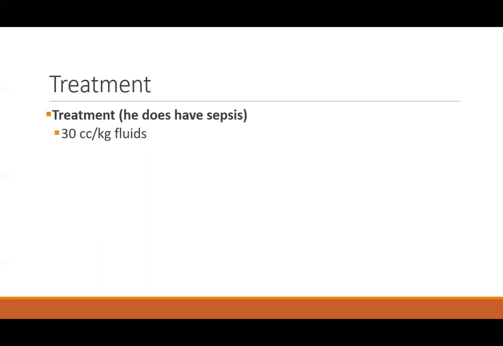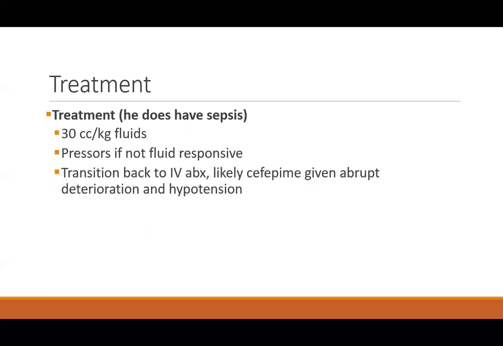You also, while you're waiting for everything to come back, start fluids at 30 cc's per kilogram. Again, you're starting pressors if he's not fluid responsive. And then you are transitioning back to IV antibiotics. And since he's getting worse, not better, and is profoundly hypotensive, you decide to go ahead and broaden to cefepime. You do want that pseudomonal coverage.